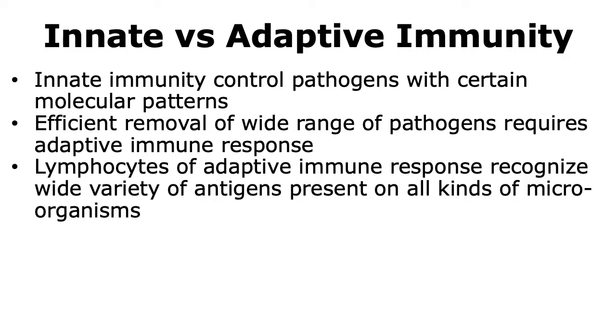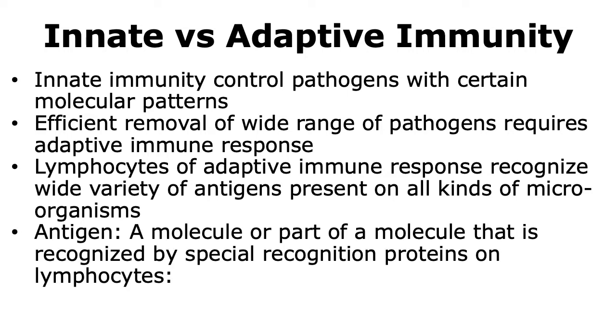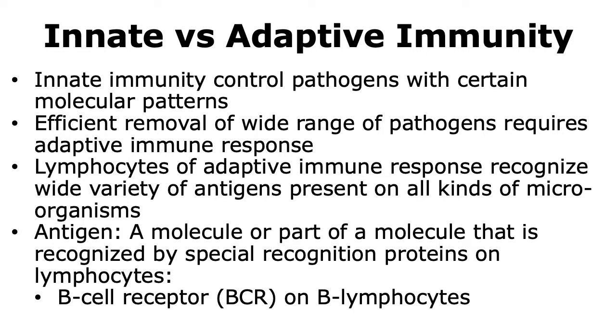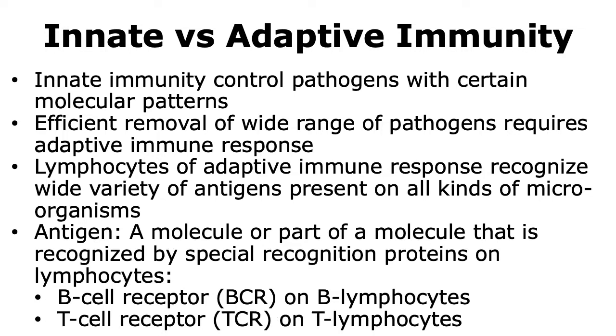The part of the adaptive immune response are the lymphocytes, which are able to recognize a wide variety of antigens that are present on all kinds of microorganisms. Just to summarize, an antigen is a molecule or part of a molecule that is recognized by special recognition proteins on these lymphocytes. And in the case of a B lymphocyte, this special recognition protein is the B cell receptor, while in the T lymphocyte, this special recognition protein is the T cell receptor.